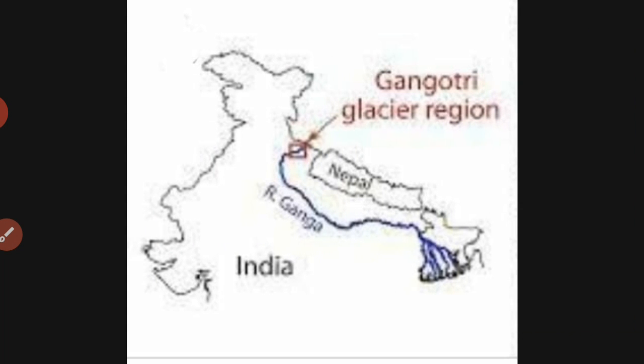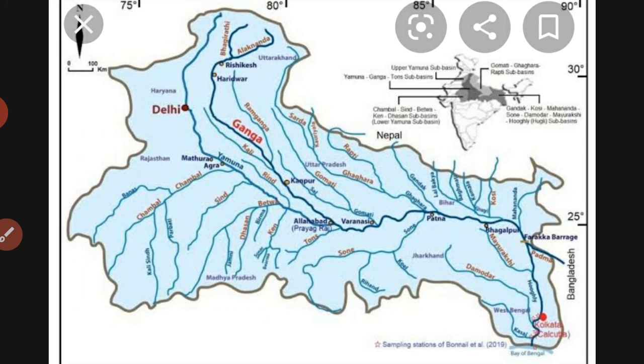The Ganga originates from the Gangotri glacier in the Himalayas. The Bhagirathi and Alaknanda rivers: here on the top you can see, children, the Bhagirathi river and the Alaknanda river. Both of them join to form the Ganga. The Ganga enters the plains at Haridwar. Here you can see Haridwar.